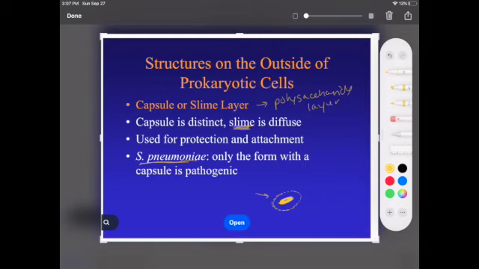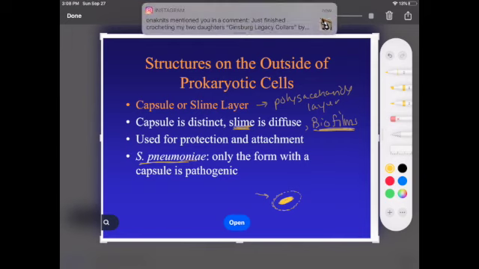Slime layers help bacterial cells attach to a hard surface. And also, I should add here biofilms. Biofilms are the same stuff, but it's not just surrounding one bacterial cell, it's surrounding a whole bunch of them.